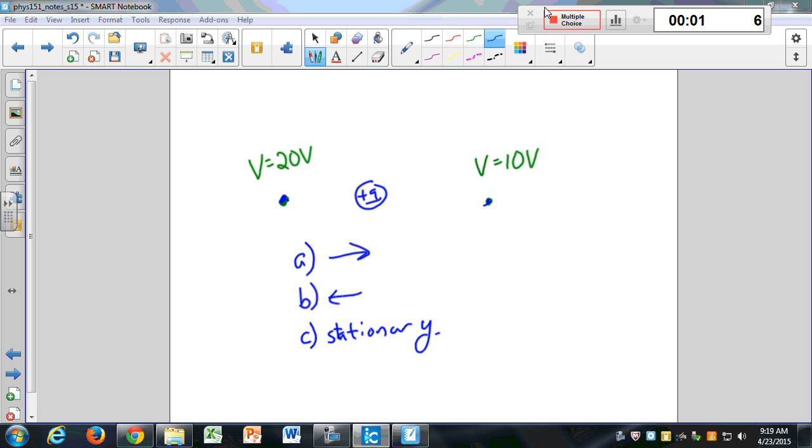I have a potential at one point. On the left, it's 20 volts. On the right, it's 10 volts. So somewhere in between, I have this gradient of voltage. So as I move from this point to this point, the voltage decreases, or the potential decreases. So I wanted to ask the question is, if I have this charge here, which direction will it move? Will it move to the right, to the left, or will that charge remain stationary? Just stay where it is, it won't move at all.